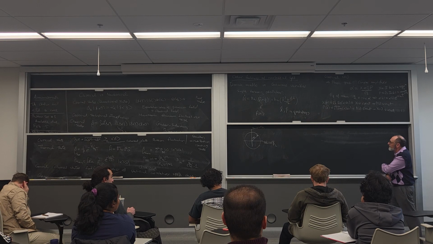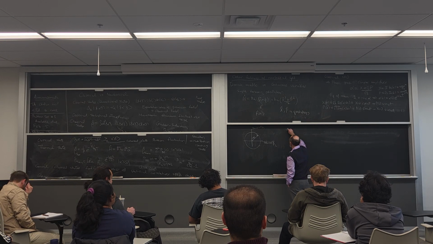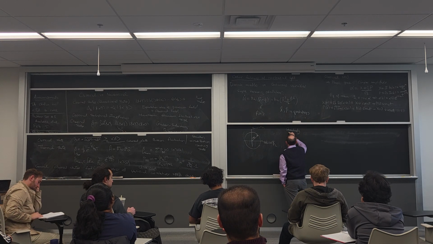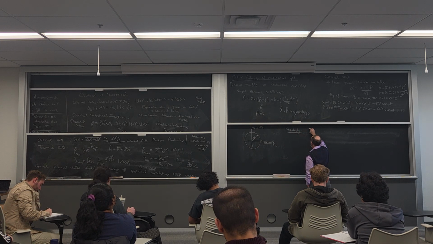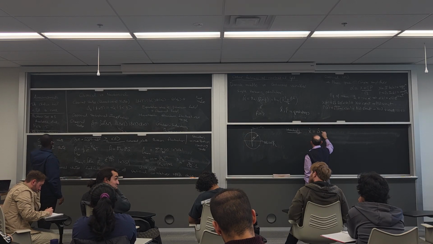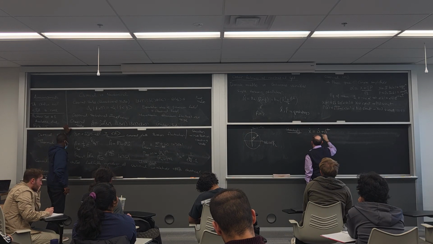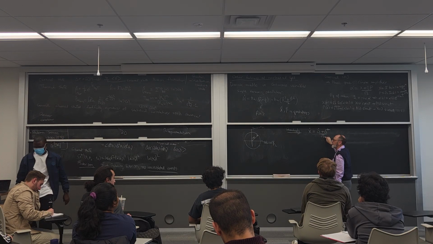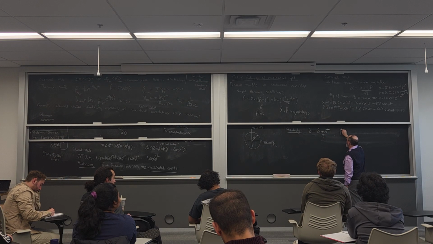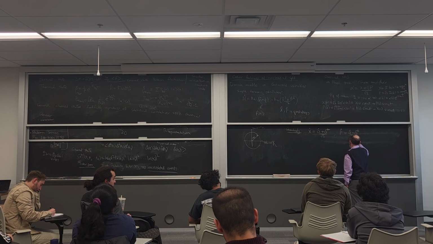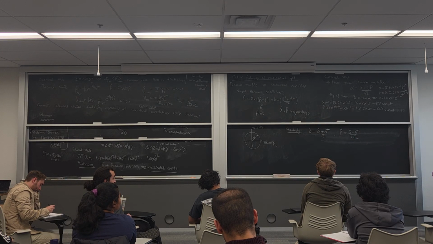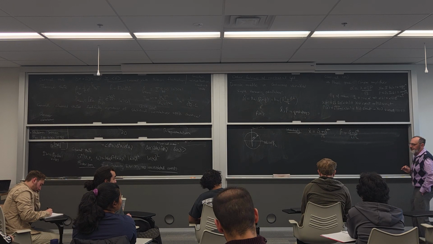So quantumly, the position operator is the Hermitian part of A up to factors of root 2, and P is the anti-Hermitian part up to factors of root 2.